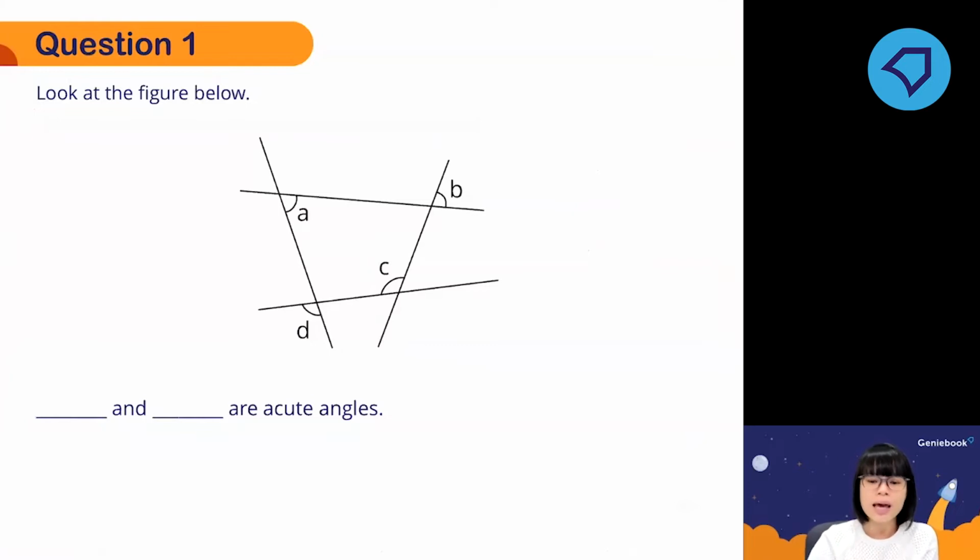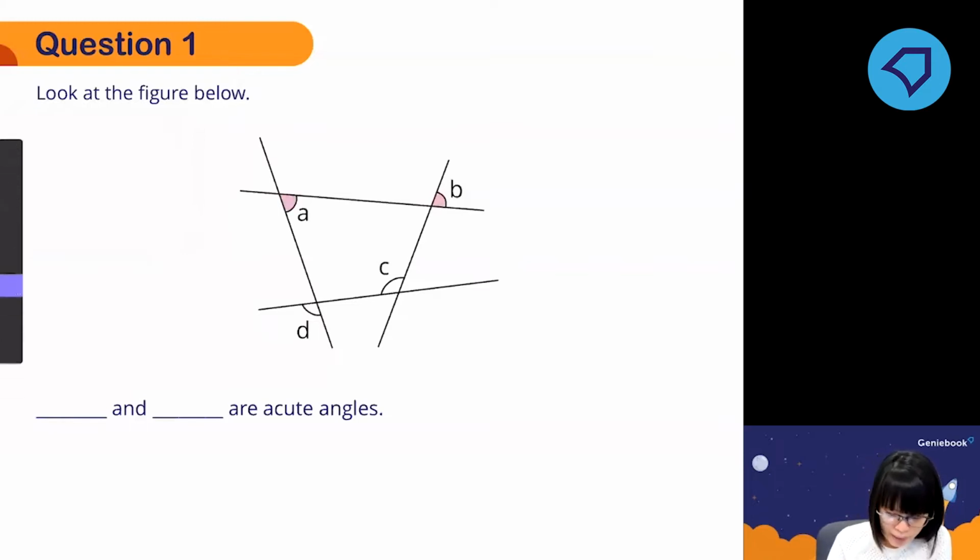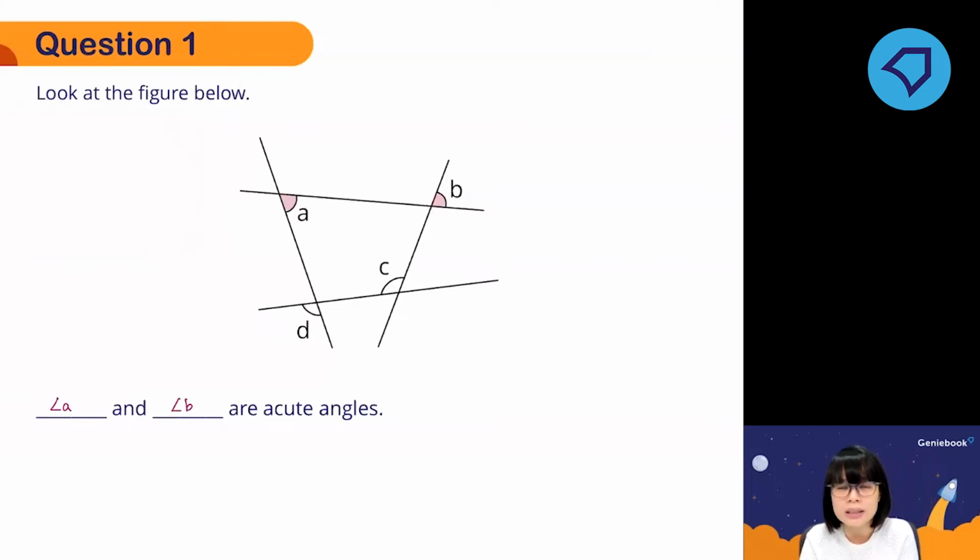Look at the figure below. Can you tell me which of angles A, B, C, and D are acute angles? Acute angles are angles that are less than 90 degrees. C and D? A and B, A and B. So basically it should be this angle and this angle. Now, does anybody find it a little hard to identify an acute angle, an obtuse angle and a right angle?